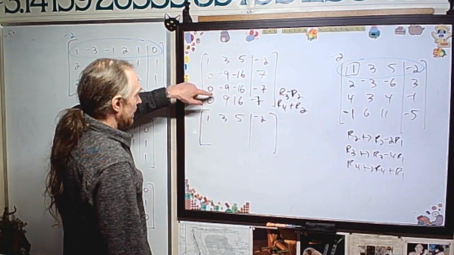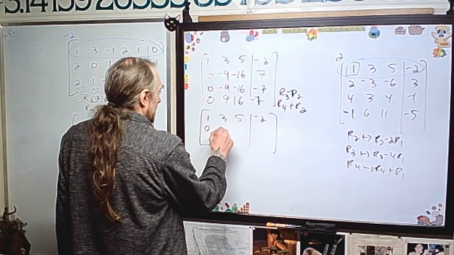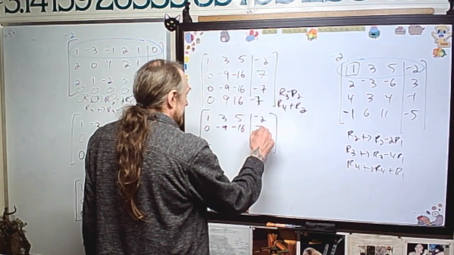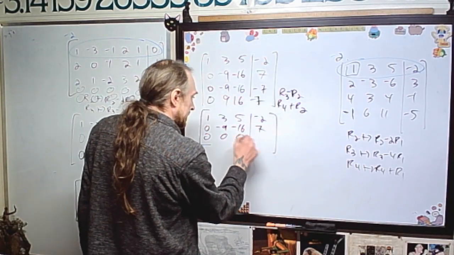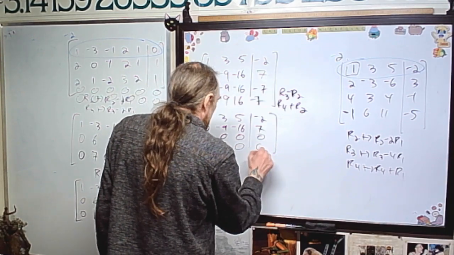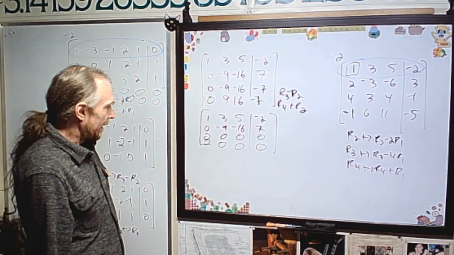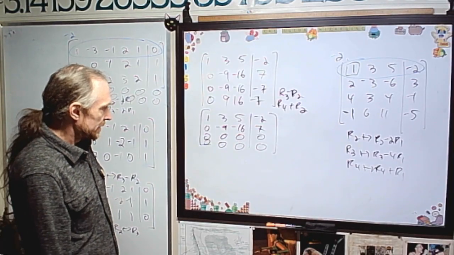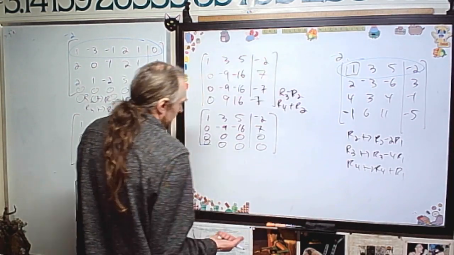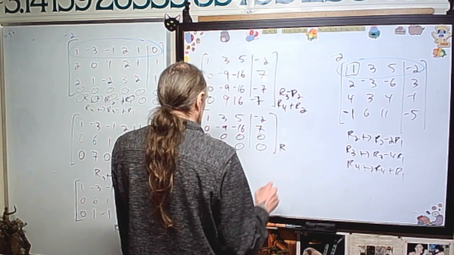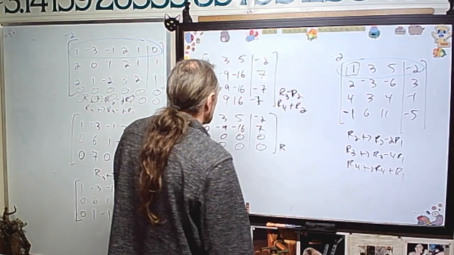And then now this should give me 0, negative 9, negative 16, 7, and then we get 2 rows of zeros, right? Which means that, yes, we have infinitely many solutions. Yeah. So, I think row 3 right hand side.